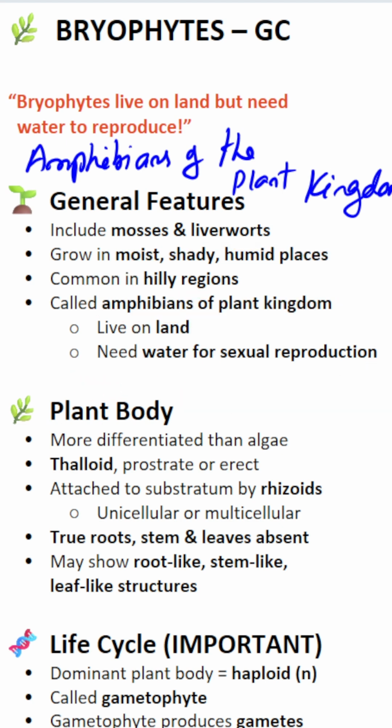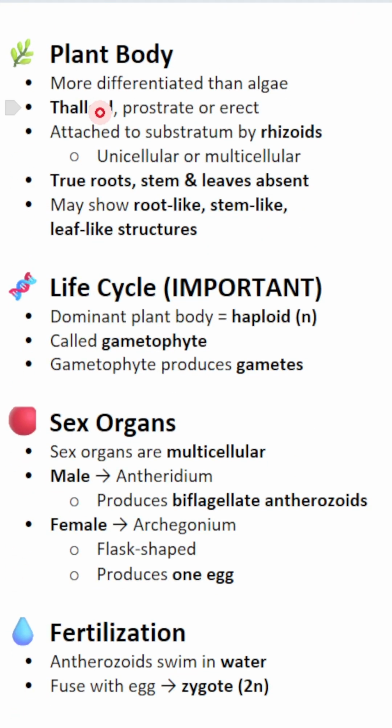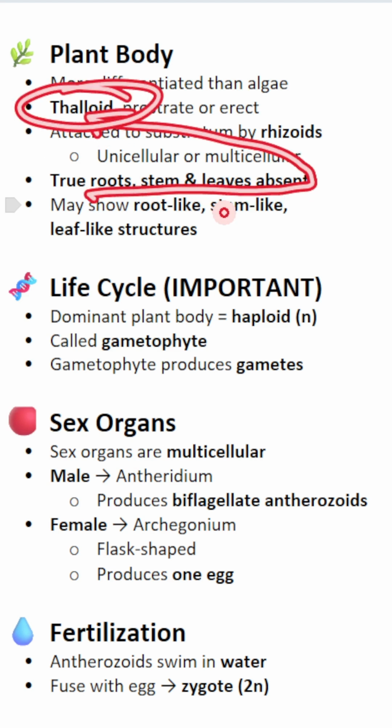Now let's move into the plant body and its thallus organization. The plant body is a thallus. As we have already discussed, thallus means there is no differentiation of stem, leaf and roots, and it is more advanced than algae. These thalli are attached to the substratum by means of rhizoids. Rhizoids are false root-like structures, either unicellular or multicellular: in mosses we find multicellular, branched rhizoids, whereas in liverworts we find unicellular, unbranched ones. True root, stem and leaves are absent, for which it is called a thalloid or thallus. Got it?